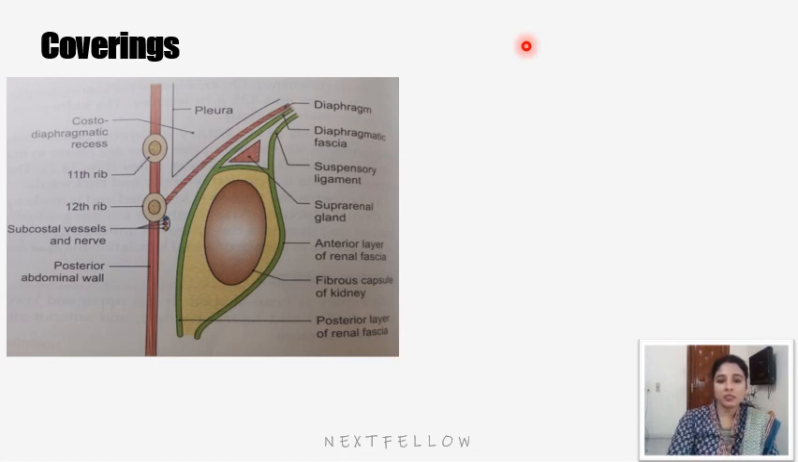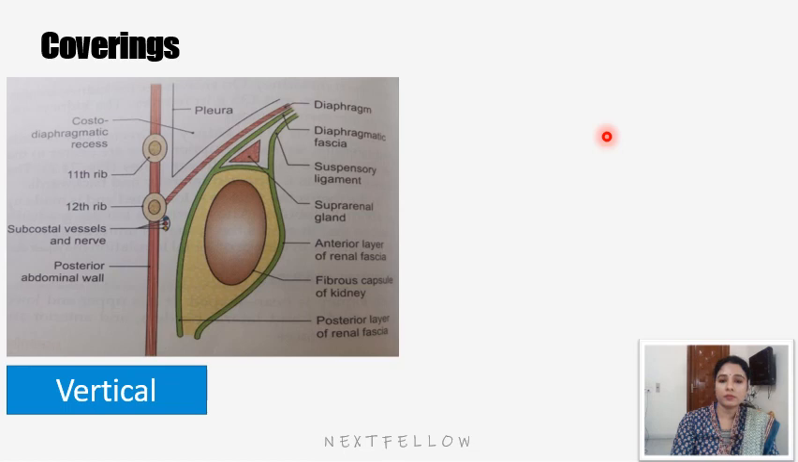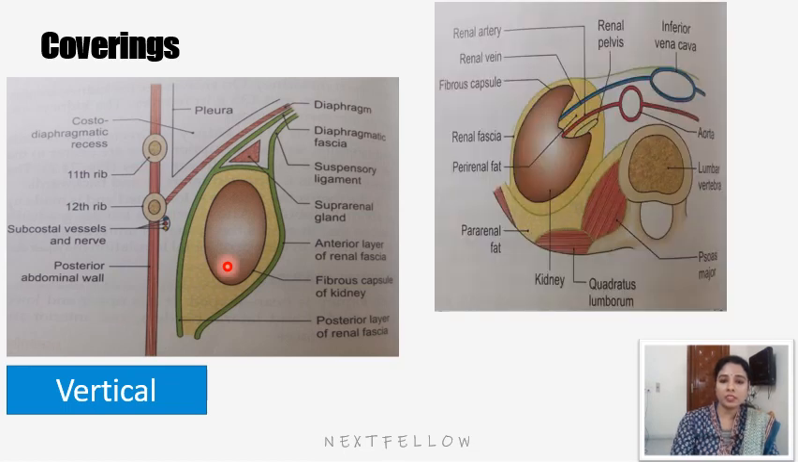So that is about this, and now we shall talk about the disposition of renal fascia. So this is the vertical disposition. Here is the horizontal disposition. Horizontally, if you take the kidney, we can see the hilum, the structures going and coming out. The black lining is the fibrous capsule or renal capsule, and the green lining is the renal fascia. So that is about the renal fascia.